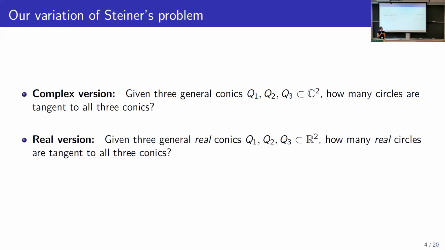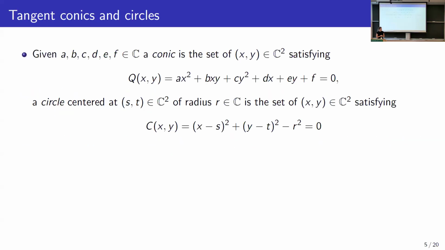And then we want to also consider the real version. So suppose I give you 3 general real conics. How many real circles are tangent to all 3 conics? And more importantly, what's the maximum number of real circles that I could find? Okay, so this is good. I want to go through both of these questions. And as before, real geometry is usually harder than complex, and so it makes sense to start with the complex version.